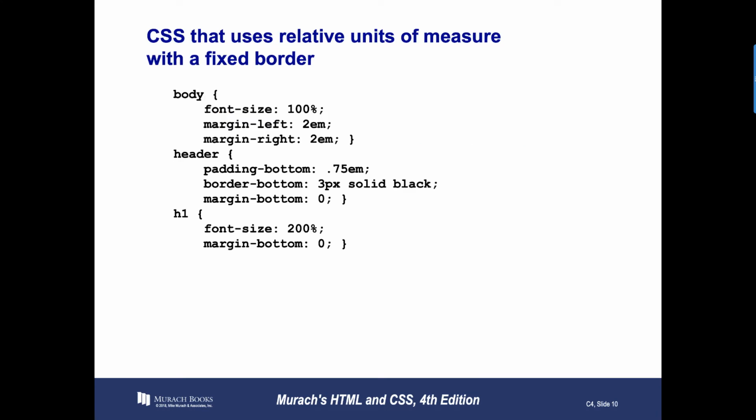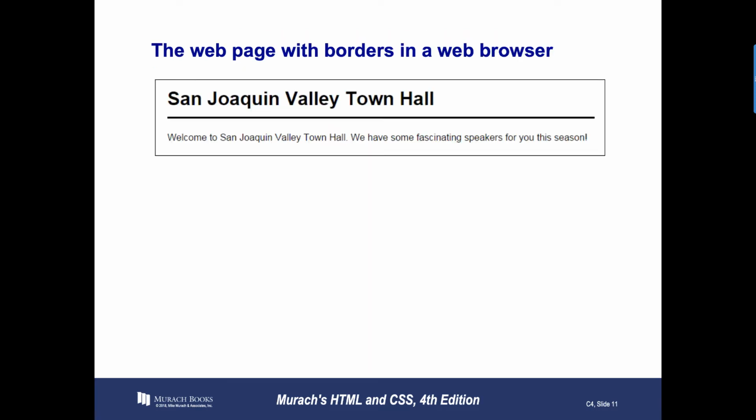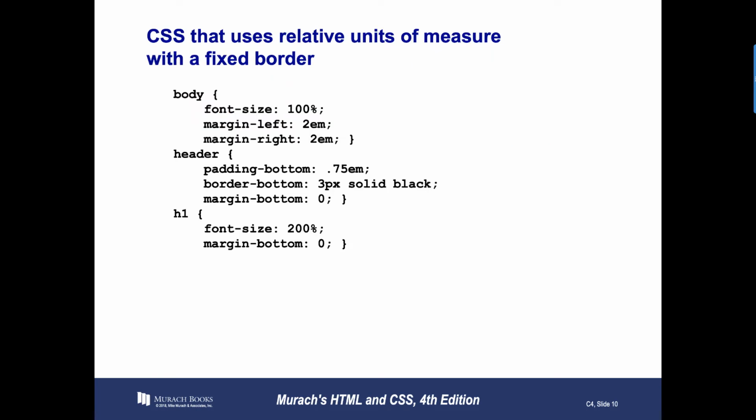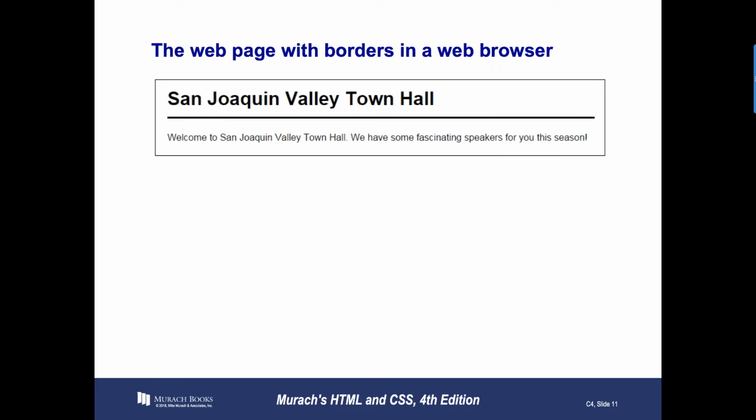Okay. So again, you can see the H1 has a margin bottom and a font size that's bigger. See how the font size is bigger? The header has a border bottom of 3 pixels solid black. You see that right there? Okay. And there's some margin on the left and right. If you look at the box, right, there's a margin on either side. Okay, more about that next week.